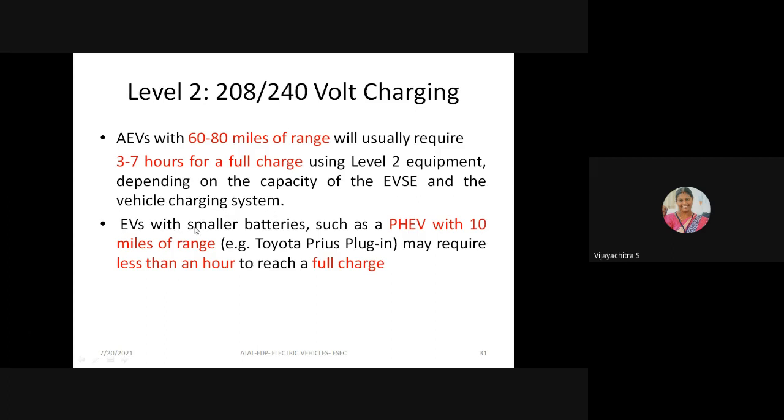And EVs with smaller batteries, such as a plug-in hybrid electric vehicle with 10 miles of range, may require less than an hour to reach full charge. The best one is the Toyota Prius. So suppose we have this PHEV with 10 miles of range, then we can add full charging within an hour. So that is the biggest advantage of level 2 in comparison with level 1.